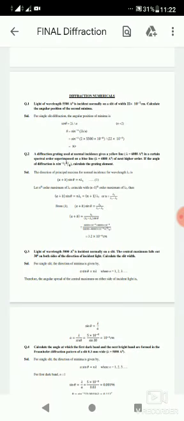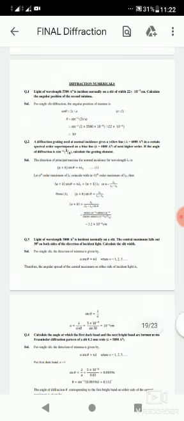Now we have discussed the diffraction numerical. Question number 1. Light of wavelength 5500 angstrom is incident normally on a slit of width 2.2 × 10^-5 centimeter. Calculate the angular position of the secondary minima.